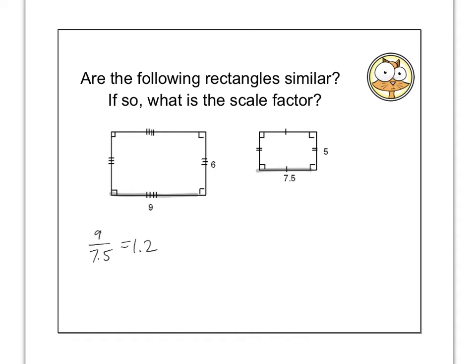And now I'm going to try the same thing with the other sides. So I'm going to try the 6 and the 5. So 6 divided by 5, again I'll go to my calculator just to be safe. Oh, I get 1.2. So since I got the same answer for both of those, they are similar. So yes, similar. And then the scale factor, we can just say is 1.2.